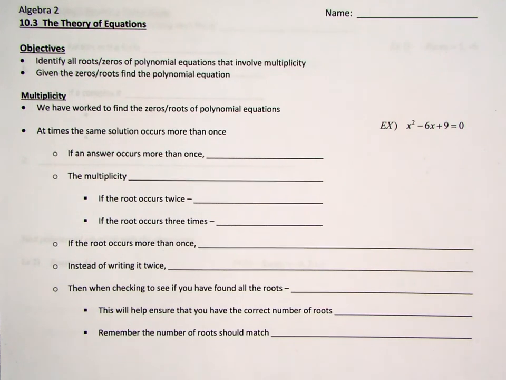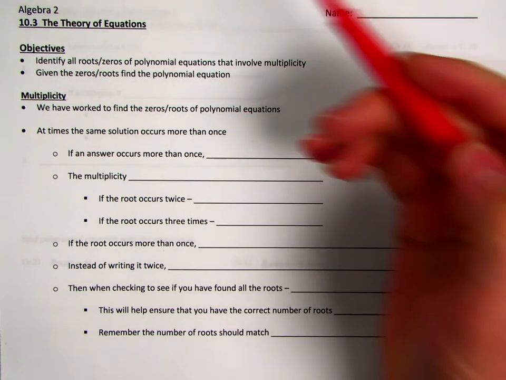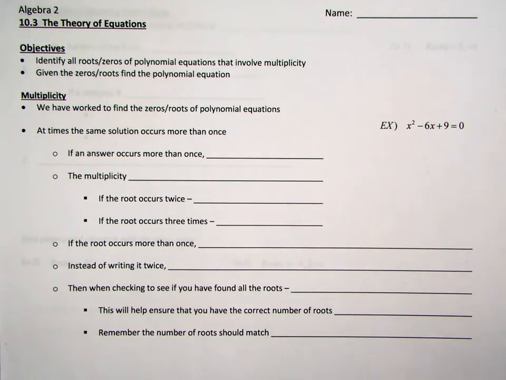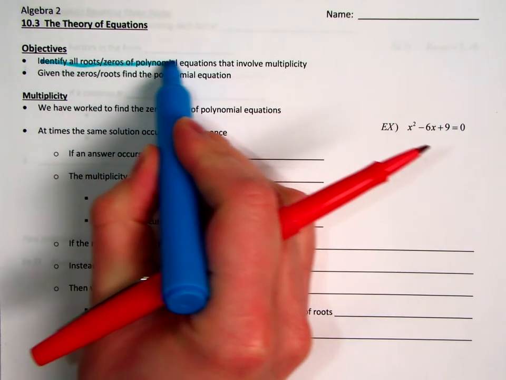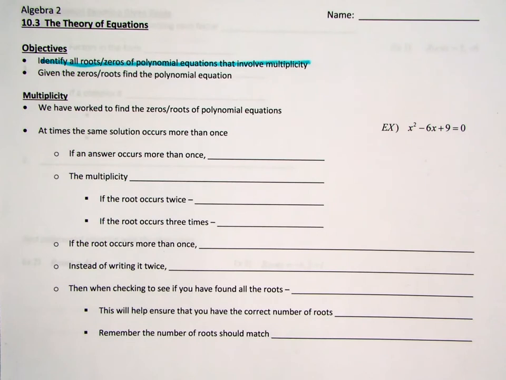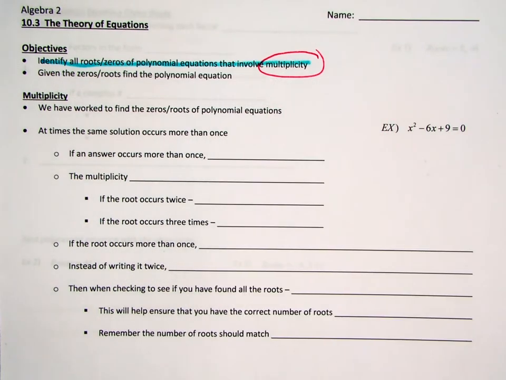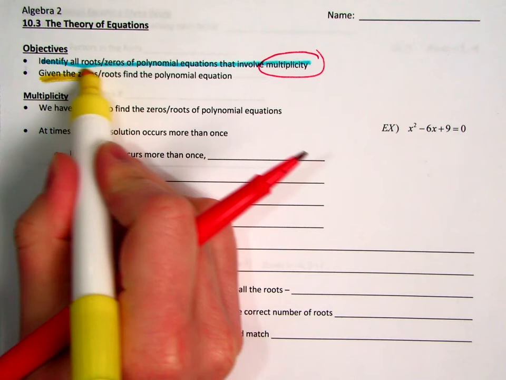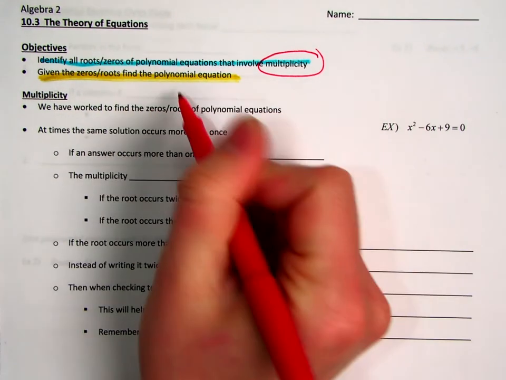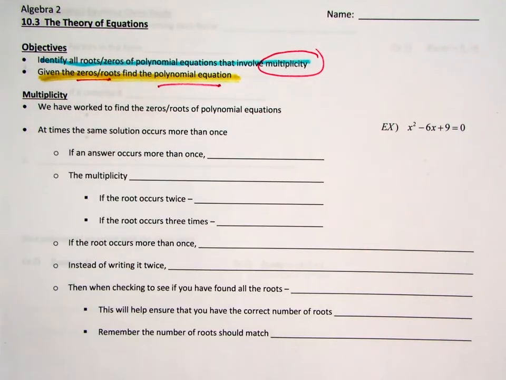Alright, so this is the video for section 10.3, which is all about the theory of equations. We have two main objectives that we're going to be looking at today. The first one is to identify all the zeros of a polynomial equation that involve multiplicity. So the big difference here is this idea of multiplicity is going to get involved when we haven't talked about that yet. The other objective is that by the end of this video you need to be able to write a polynomial equation when you're just given the zeros or the roots.